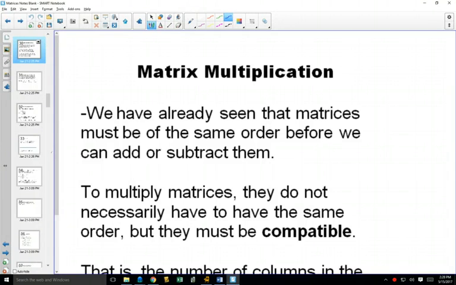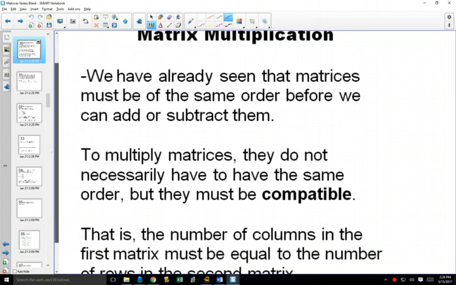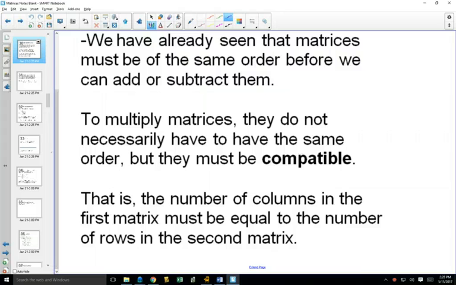So the other day we were playing around with matrix multiplication, and you found out that some matrices you could multiply together and some you couldn't. We've already seen that if you add or subtract matrices, they have to be exactly the same size, but that's not true for multiplying. For multiplying, we say that the two matrices have to be compatible. And what that means is, in order for it to work, the columns in the first matrix have to be equal to the number of rows in the second matrix.